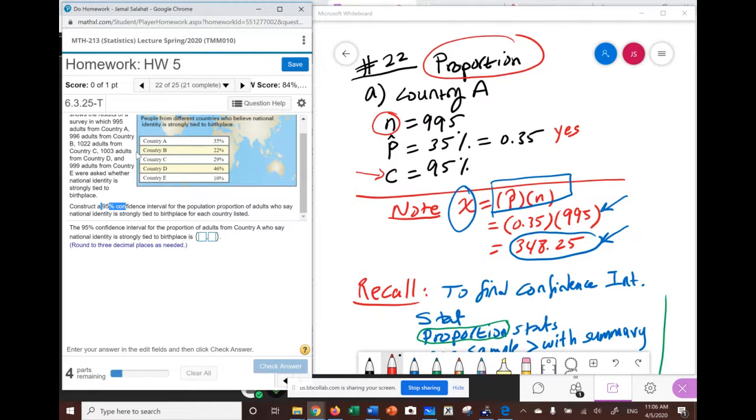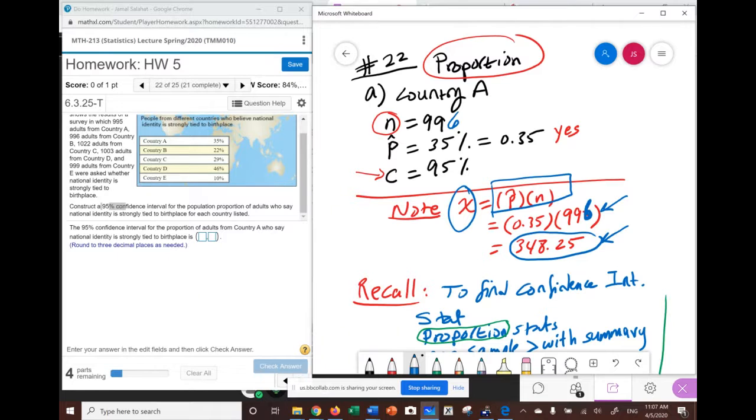In country A there is a total of 996 adults. I'm going to erase that and put 996. The p hat is 35% or 0.35, and the confidence level is 95%. I'm going to redo this problem with 996. To be able to use StatCrunch, we need to know what X is.